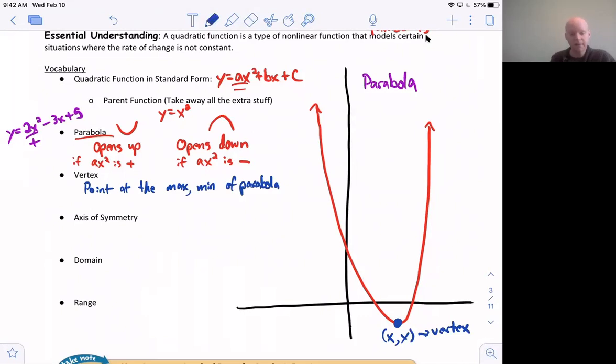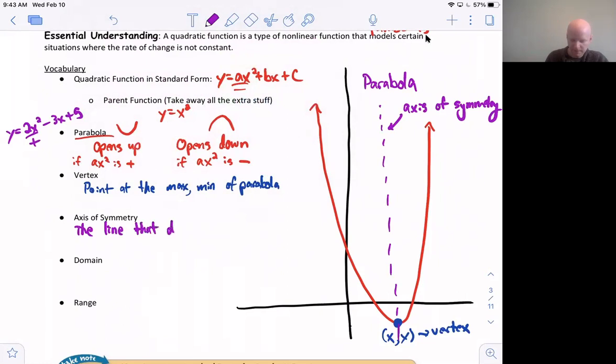Okay, let's talk about the axis of symmetry. So we talked about briefly how parabolas are symmetric, like they're the same on one side as they are on the other, and that line that kind of divides them into two symmetric sides is called the axis of symmetry. Let's draw a purple line for that right here. Okay, so there we go. So this purple line right there is the axis of symmetry. So the axis of symmetry is the line that divides a parabola in half.